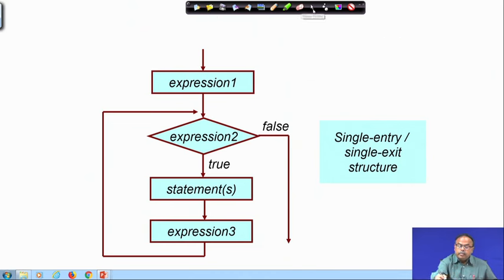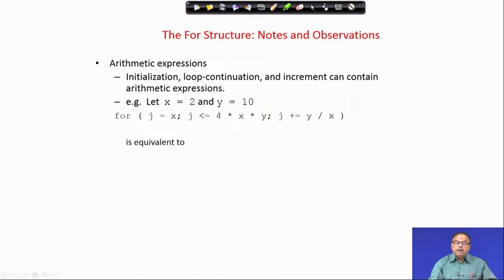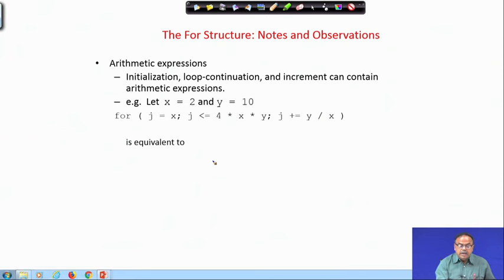So, now there are some critical issues that are to be noted for the for structure. If you look at this, you can see that we are using arithmetic expressions. For example, x assigned 2 and y assigned 10, that is an arithmetic expression. Similarly, this is a valid arithmetic expression: for j assigned x, j less than equal to 4 times x times y, that is the condition.